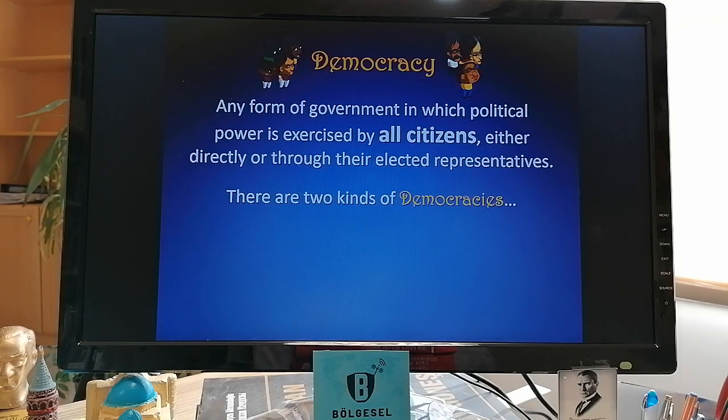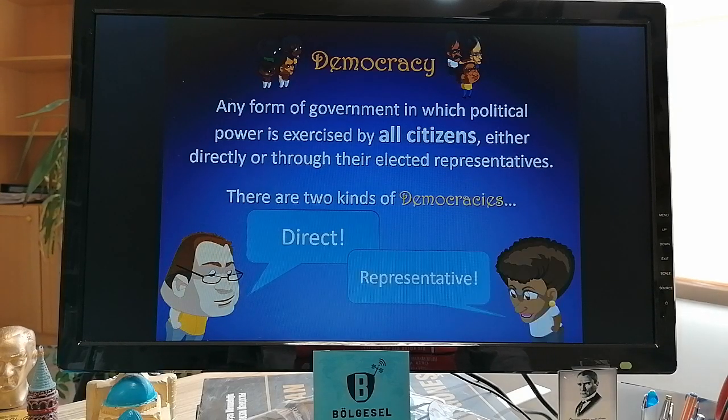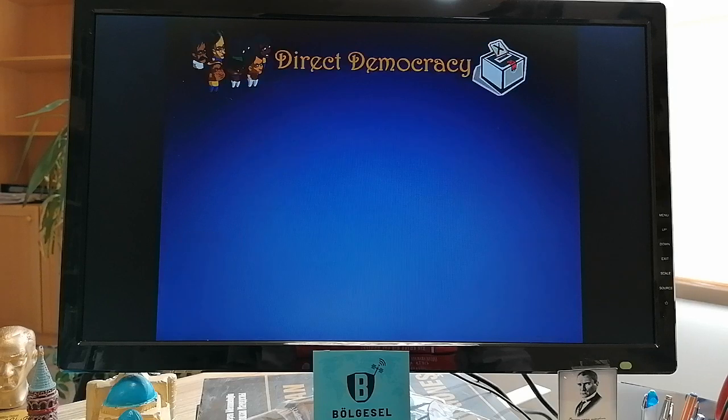When we analyze democracy, or when we try to make a definition about what democracy is, we can see that it is any form of government in which political power is exercised by all citizens, either directly or through their elected representatives. This is democracy, guys. And democracy is divided into two: first, direct democracy, then representative democracy.